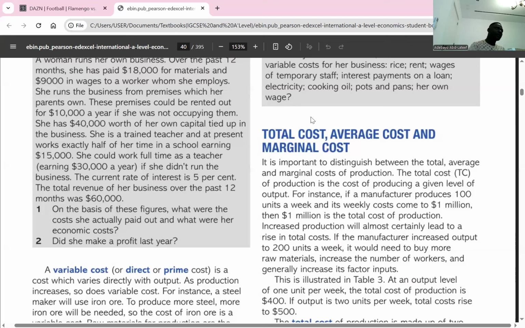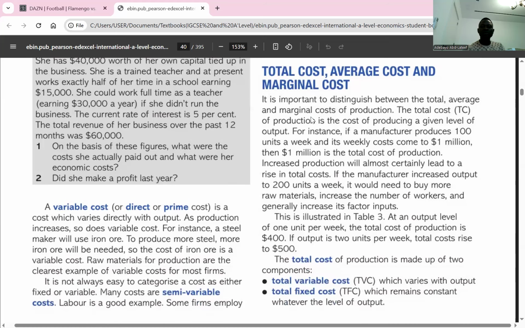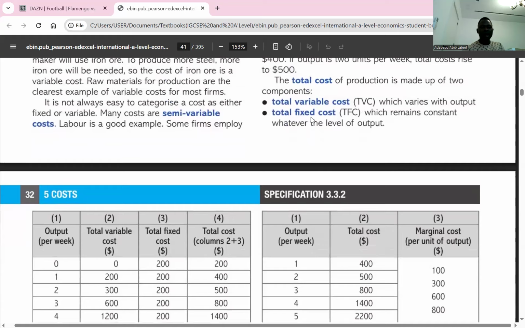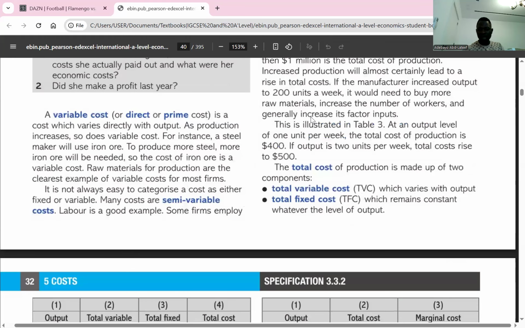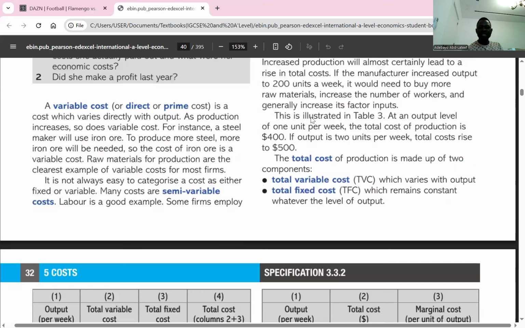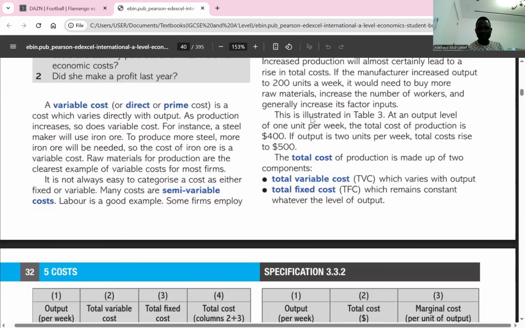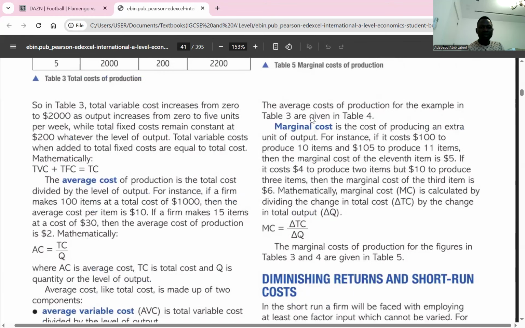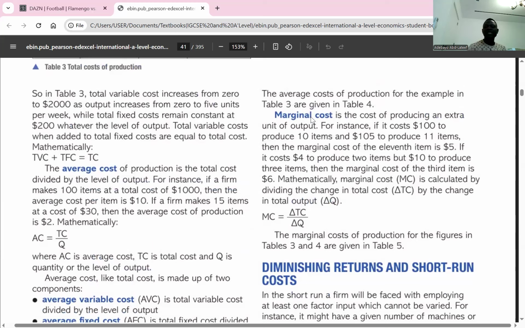Any question about that? So we have TC. TC is what? TVC plus TFC. Are you with me? Yes. Then that takes us to average cost, AC. Are you there? Yes. So average cost is the total cost divided by the level of output. So AC is TC divided by Q. TC is TFC plus TVC, so AC will be TC divided by Q.